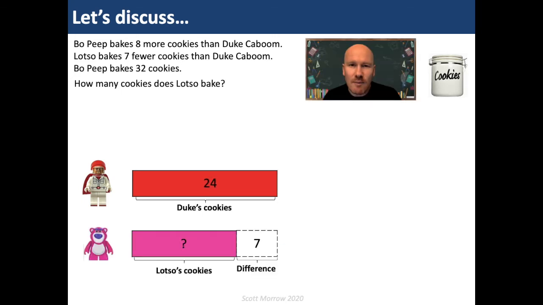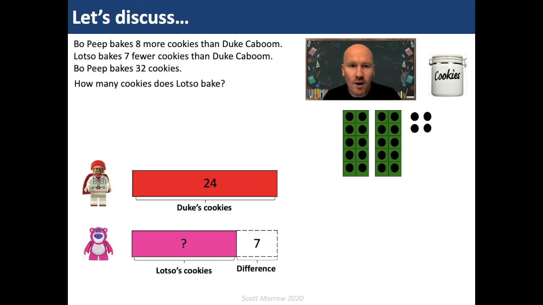Now that we've worked out how many Duke baked, we can work out how many Lotso baked. He baked 7 fewer than Duke. Again, we can count on from 7 to 24. We could count back from 24 to 7, or we can take away 7 from 24. I'm going to go with take away again. So let's put out 10, 24. So we've got 24 to start with, and I'm going to take away 7 of those.